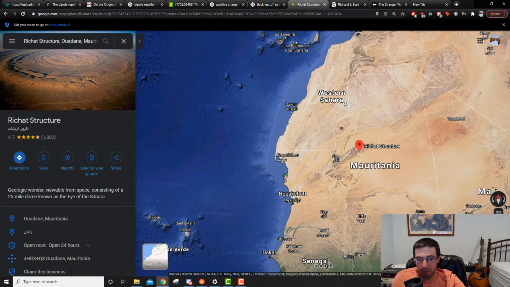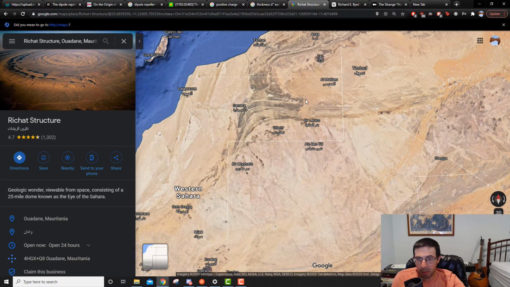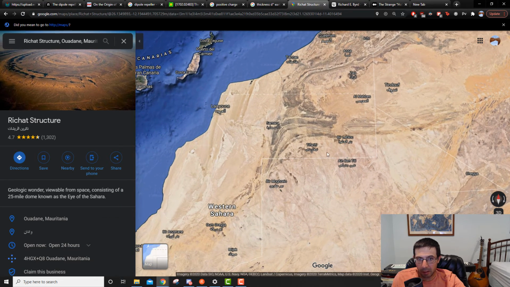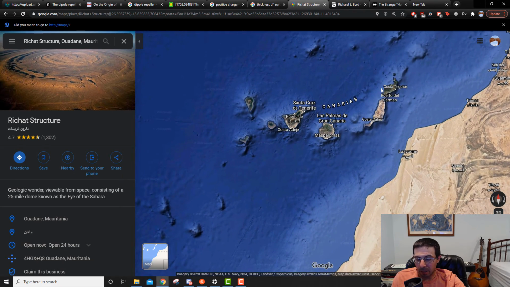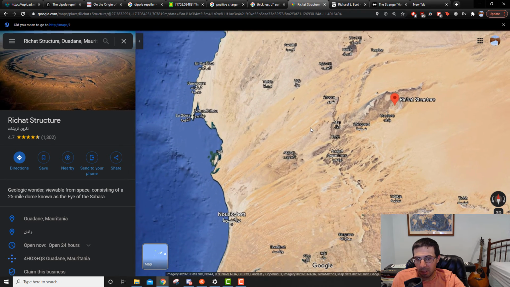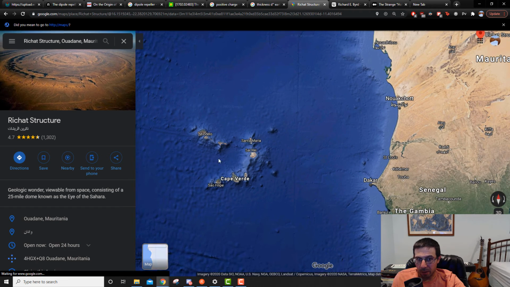And I was saying earlier, the flow literally comes out at the edge of the continent, and then right there are islands, and then the flow comes out at the edge of the continent near the Richat structure, and then islands in that direction.